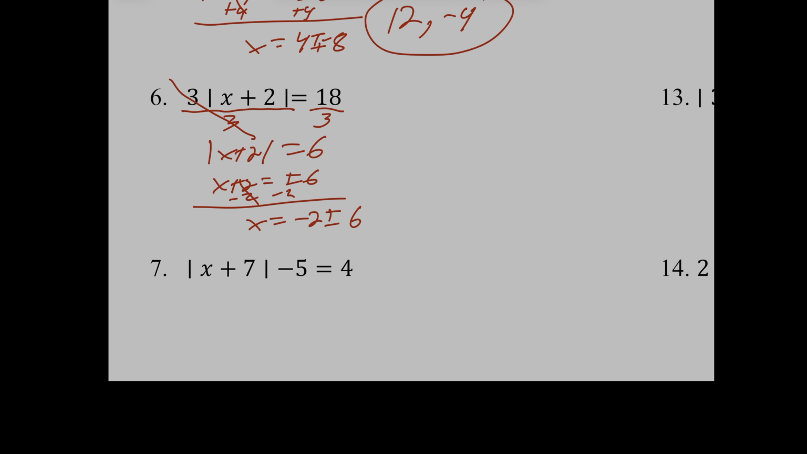Well, what's a negative 2 plus 6? That's just going to be a 4. And what's negative 2 minus 6? Add a line, change the sign. That's going to be a negative 8.